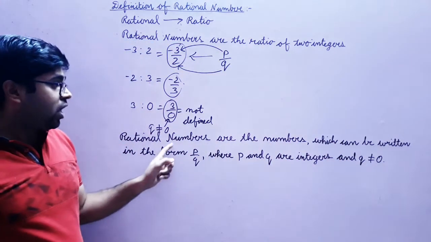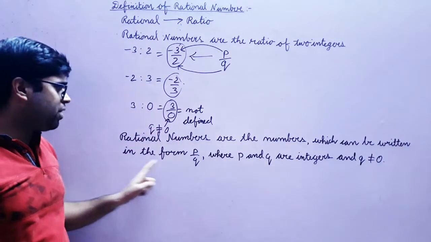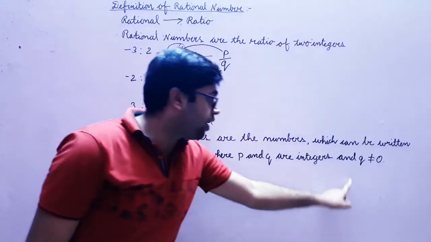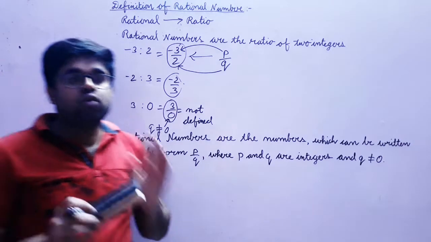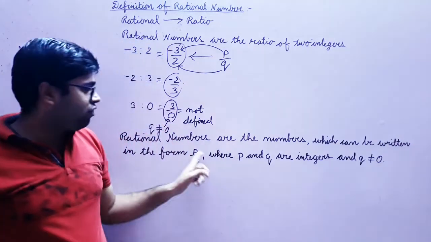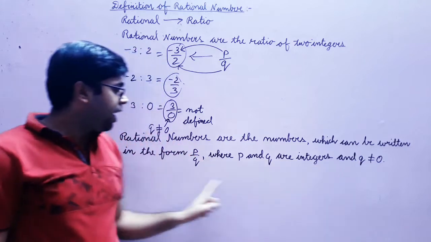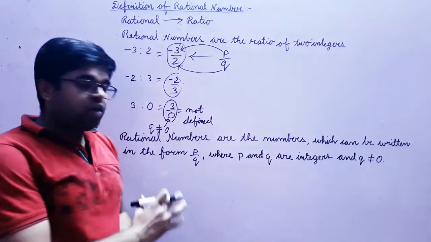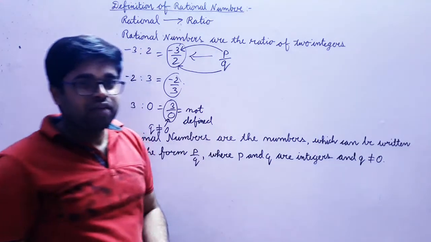So rational numbers are the numbers which can be written in the form P by Q, where P and Q are integers and Q is not equal to 0. So rational numbers are those numbers which can be written in the form P by Q, where P and Q both are integers and Q should not be equal to 0. So this is the definition of rational numbers. Let's try to understand more about this definition.